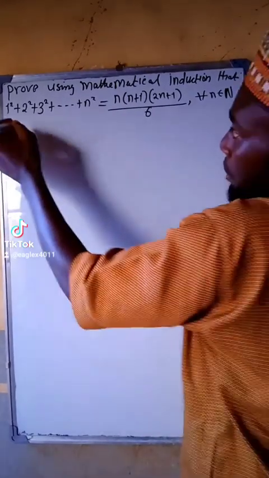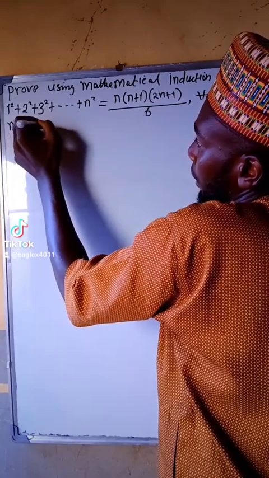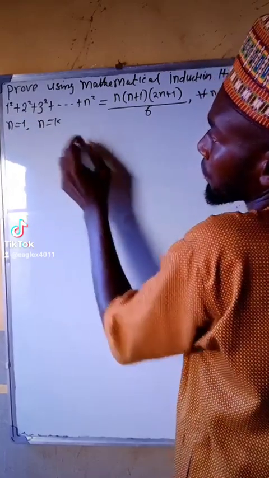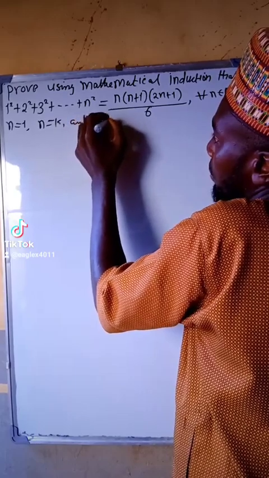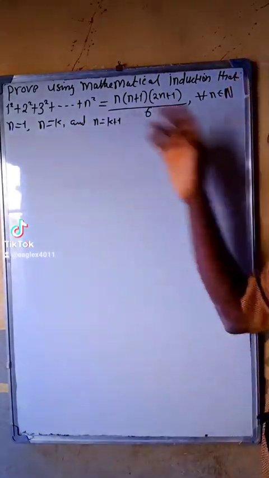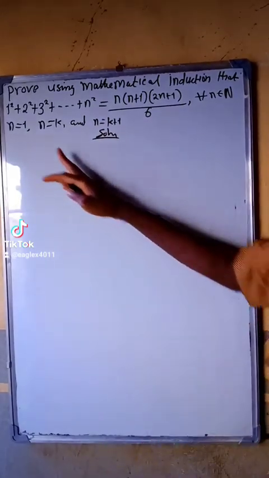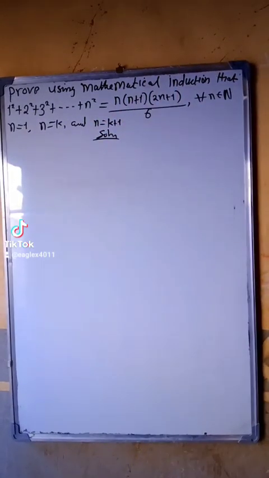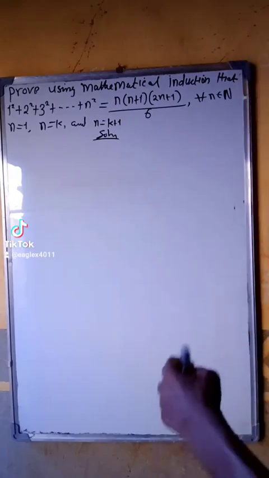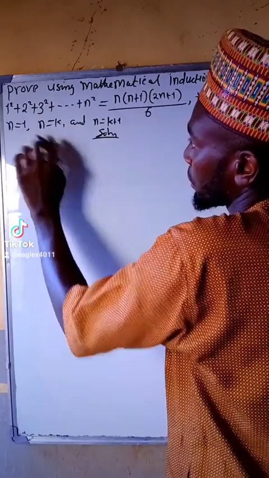And to prove this, we are to show it for n equal to 1, for n equal to any arbitrary positive integer k, and for n equal to k plus 1. This is what we are to show. We are to show for n equal to 1, n equal to k, and for n equal to k plus 1, where k is any arbitrary integer. Okay, let us show this.